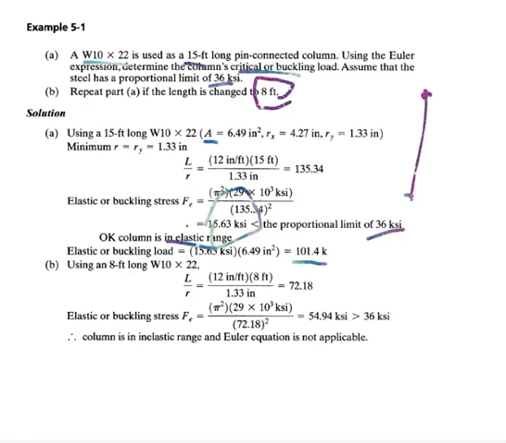If it is 8 feet long instead of 15 feet long, the length almost halves, so the slenderness will be almost half. L by r is 72. If you put that into pi squared E by (L by r) squared, it becomes 54 ksi. That is more than the elastic limit, so the column is in the inelastic range, not the elastic range. The Euler equation is not applicable if the column is in the inelastic range, that means when the elastic buckling stress is greater than the proportional limit of the steel.